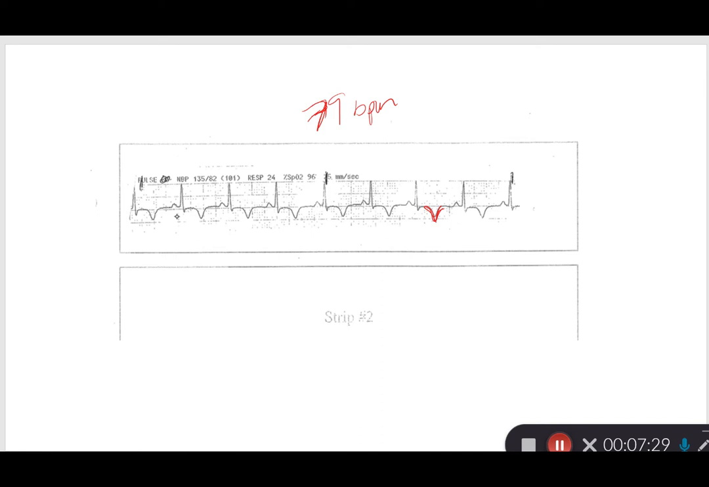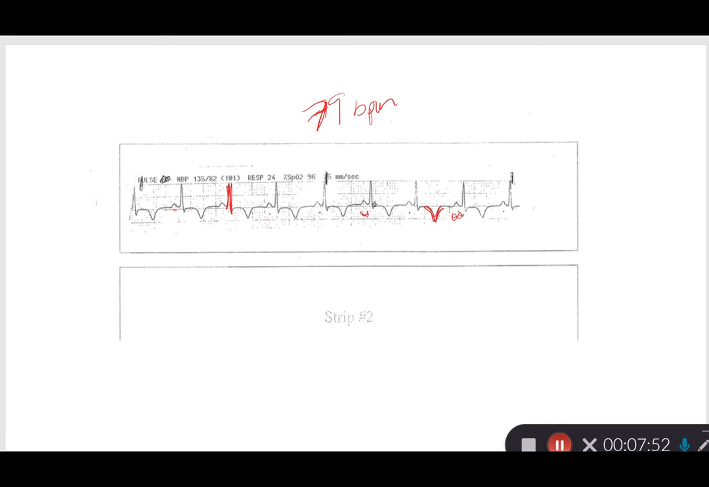My P waves, I have 1 P wave for every QRS complex. They are all upright, they all look the same, they all look normal. My PR interval, though it's hard to measure on this, I can see that it's not that long, only 3 to 4 blocks, so it's within a normal PR measurement. And my QRS complex does look very narrow.